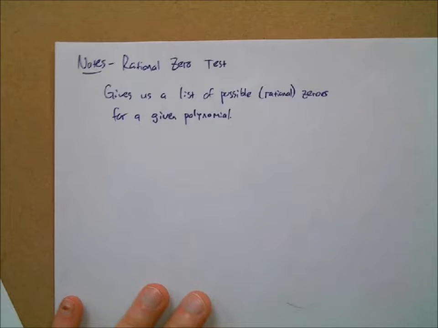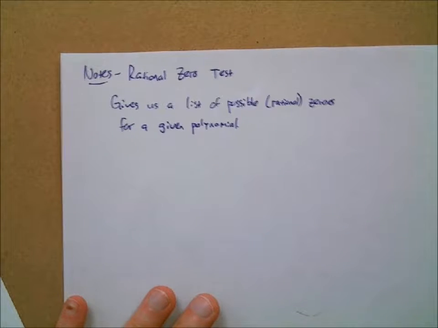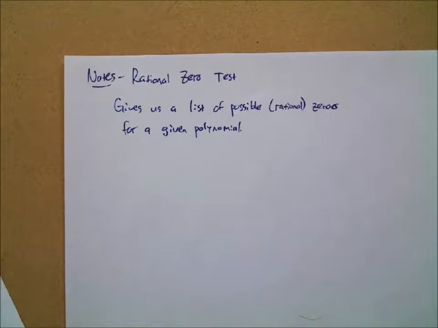Now, it is an exhaustive list. That means there won't be any rational zeros that are not on this list, okay? So there won't be any surprise rational zeros, okay? But this list can be kind of long, right?